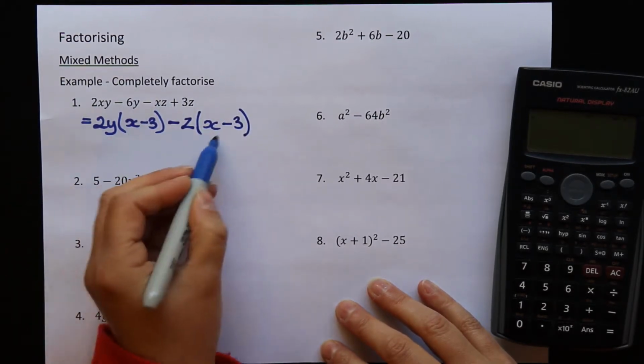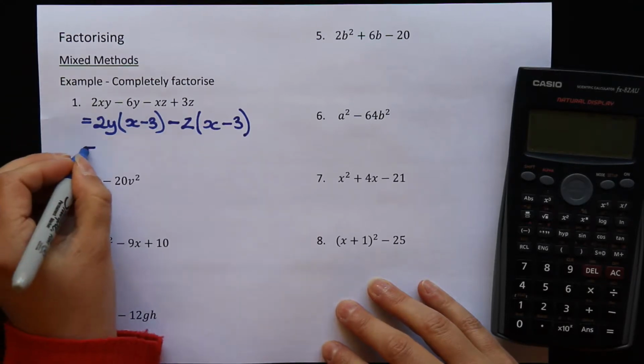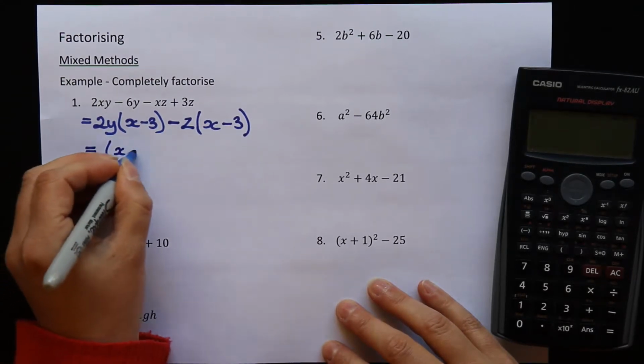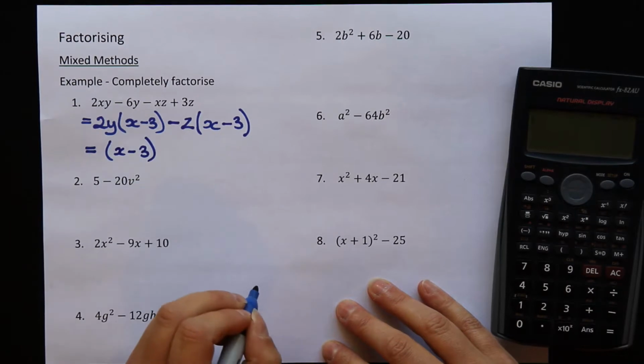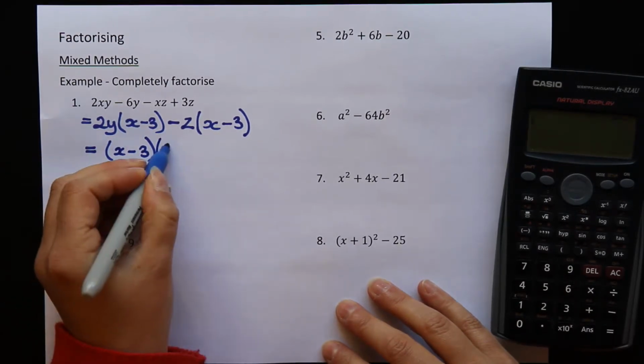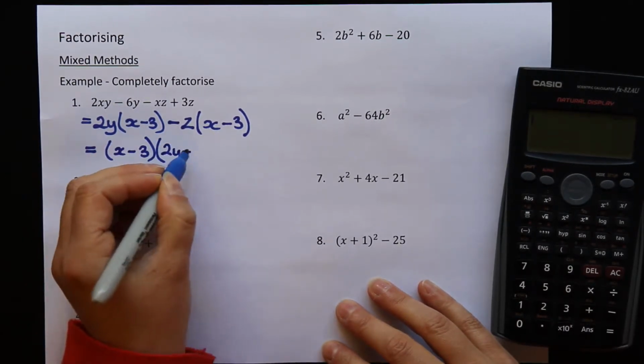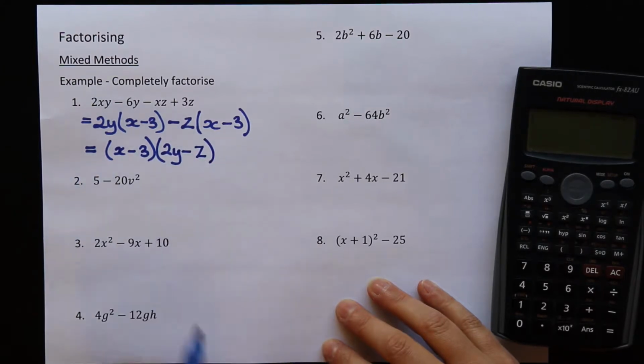That will give me the positive x and a minus 3. Okay, so it's important that I make those the same because then I can factorize further to put the x minus 3 out the front as a common factor and the 2y and the negative z sits in the second bracket.